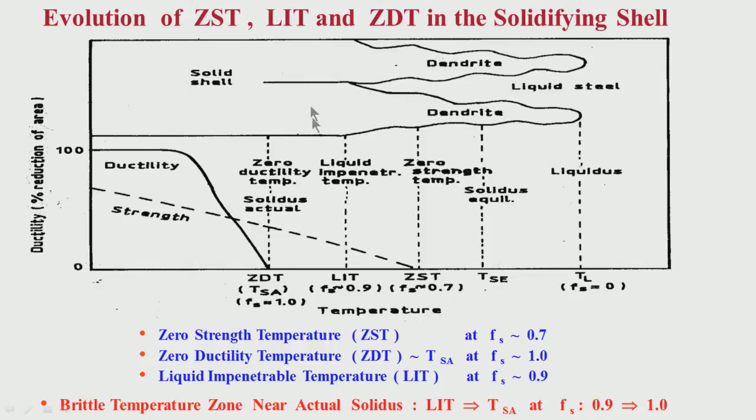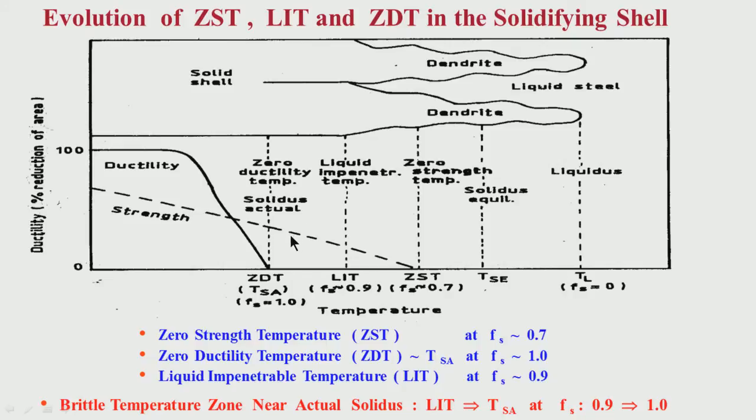So, this is the real or effective zone of brittle temperature, where if there is a crack formation, those will remain. So, we have to be very careful about this temperature region, which is the brittle temperature region at high temperature. This is called the zero ductility temperature. From here only ductility starts improving. That means, even slightly below this temperature, ductility is also quite low. So, there is a chance of crack formation around this temperature region.